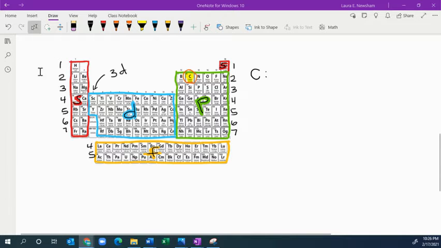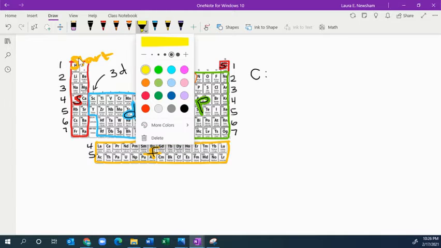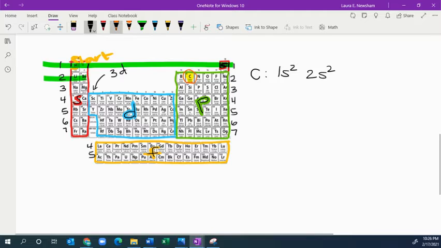Remember in electron configuration, we always start at the beginning. We start at the lowest energy level first, so we have 1s2 here. We haven't found carbon yet, so we go to our second energy level, 2s2. Haven't found carbon yet, and then we have 2p2.